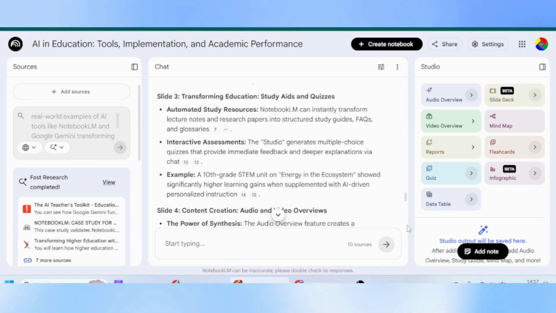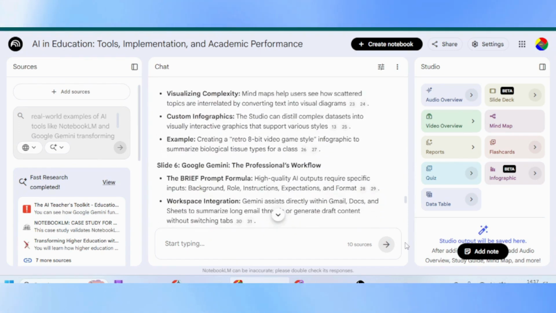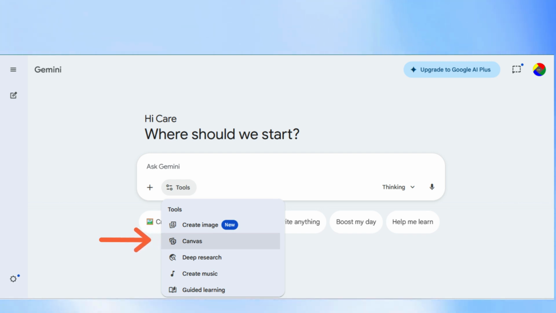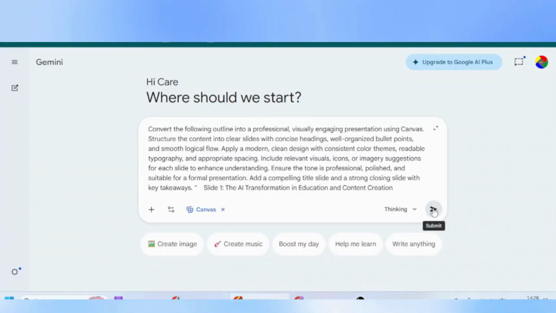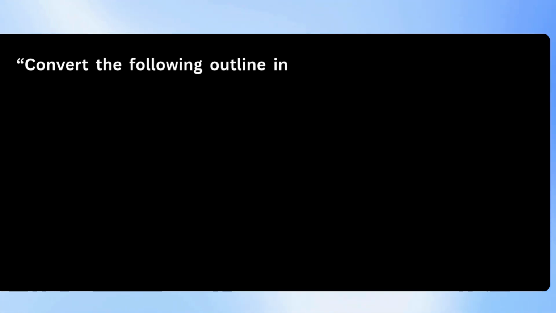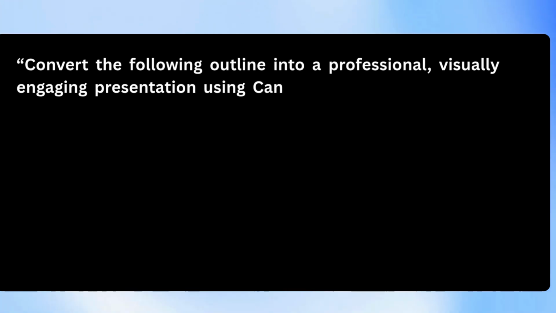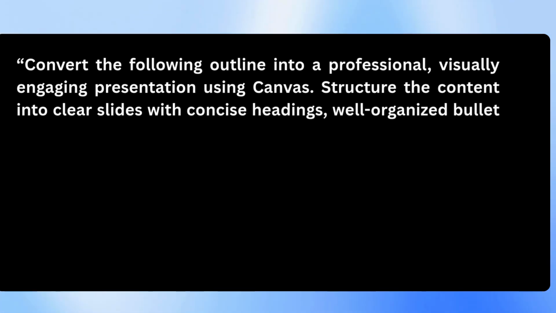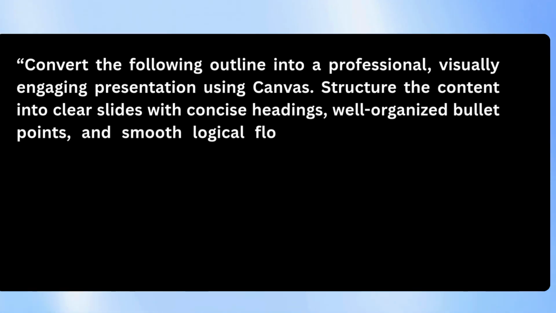Next step is to convert this outline into a visually engaging presentation using Gemini. Go to Gemini, open the Canvas feature, which is used for designing presentations, and give this prompt. Convert the following outline into a professional, visually engaging presentation using Canva. Structure the content into clear slides with concise headings, well-organized bullet points, and smooth, logical flow.